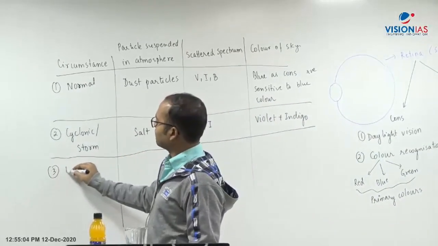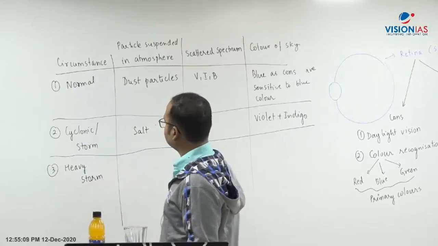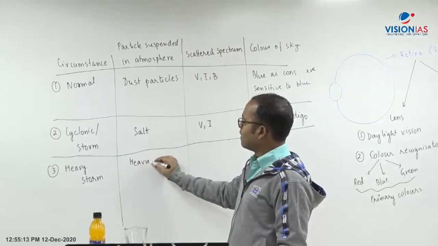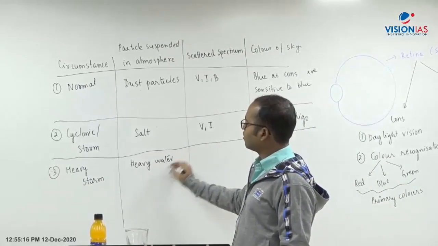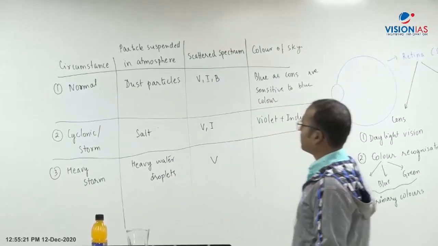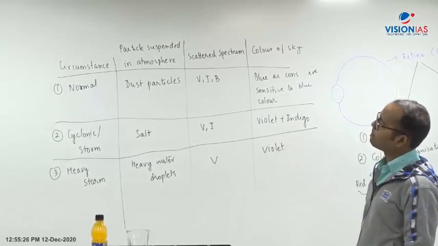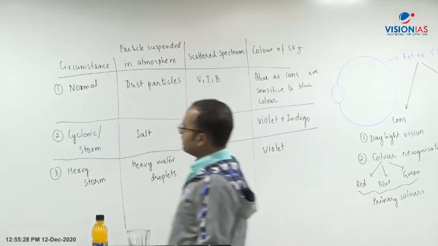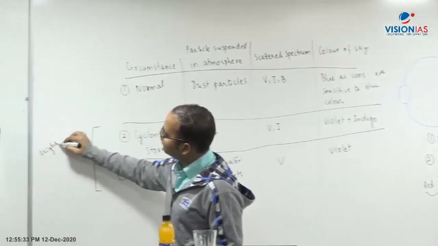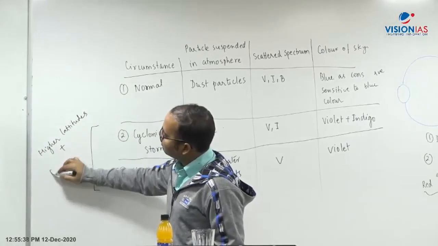And third is heavy storm. So heavy water droplets or big water droplets will be suspended in the atmosphere. Violet is scattered in this spectrum, so the sky appears to be violet. The last two happen at higher latitudes, and that also in coastal areas.